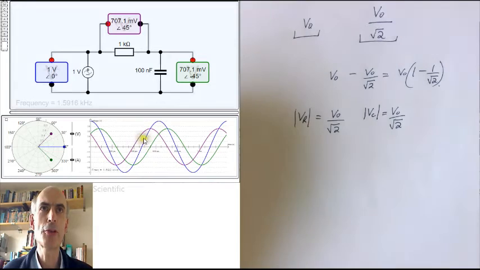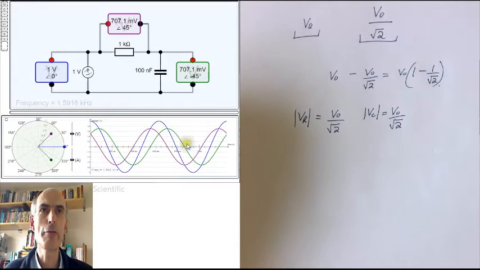Well, you can probably see the answer by looking at this time domain plot of the waveforms involved. The blue is the voltage from the voltage source, the purple, the voltage across the resistor, and the green, the voltage across the capacitor. And you can see that the voltage across the resistor does indeed have a magnitude of 1 over root 2, and so does the voltage across the capacitor. But they don't have the magnitude of 1 over root 2 at the same time.